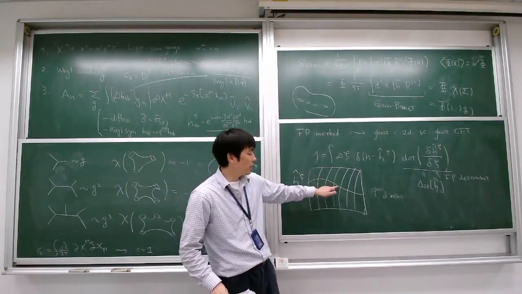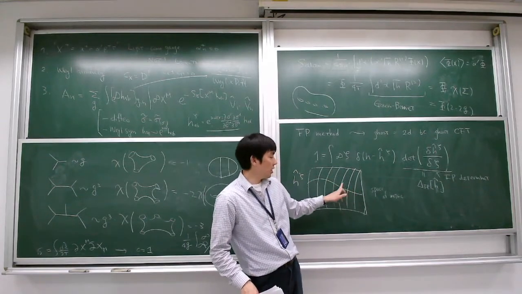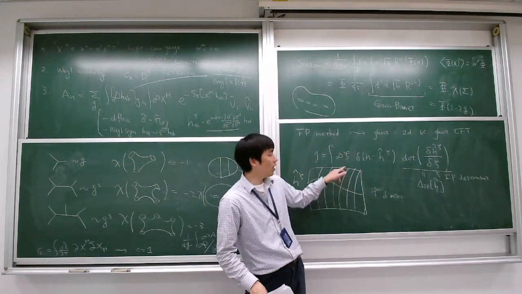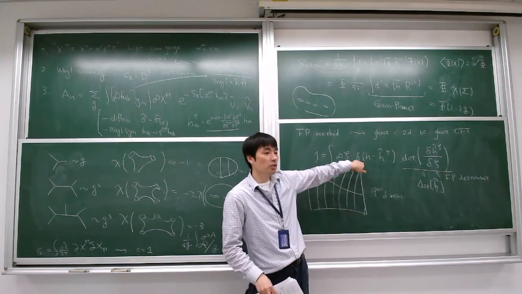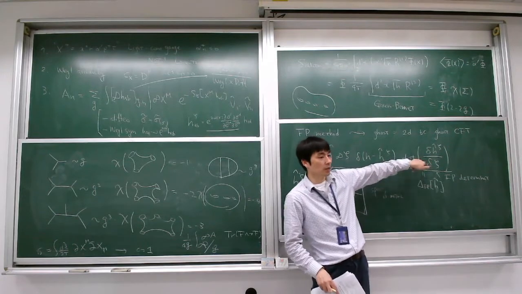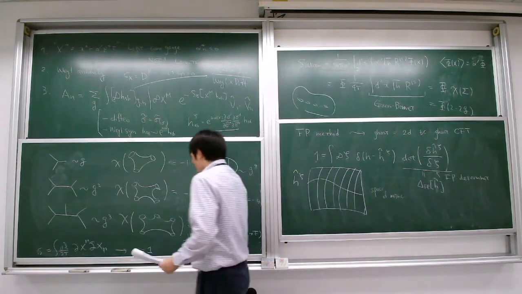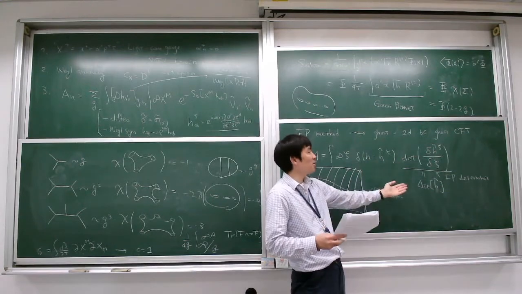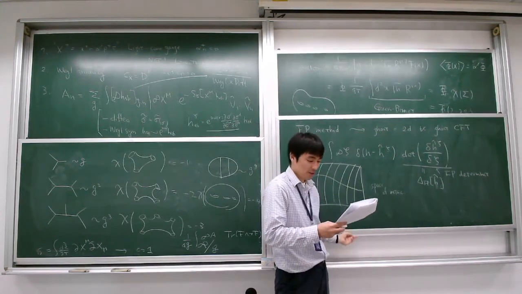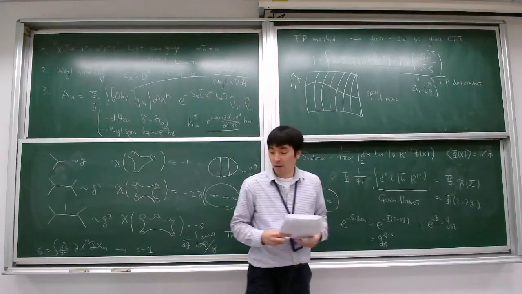So to pick the metric at each orbit of gauge symmetry, you just insert that delta function. The cost is just the determinant. And we want to compute this determinant by using ghost fields. That's the idea of Faddeev-Popov.